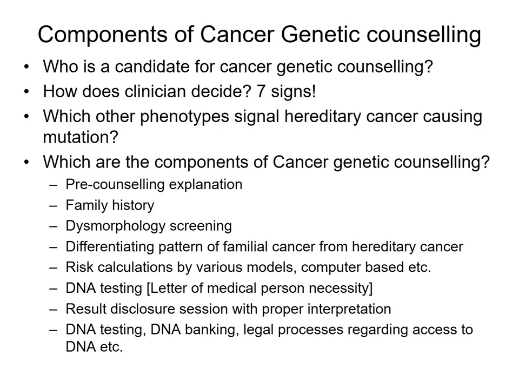So how does the clinician decide that yes, this is a case where genetic counseling is required? There are seven signs, and other phenotypes that signal a hereditary cancer causing mutation. The components include the pre-counseling explanation, which is a very sensitive point. The patient and the patient's family have to be counseled, and family history has to be collected properly. Any presence of dysmorphology needs to be recorded. Differentiating the pattern of familial cancer from hereditary cancer, as we just discussed, right? Whether it is bilaterally present or not, whether multiple lesions are present or not, whether age of onset is early or normal, and other things. And there are various risk calculations available.